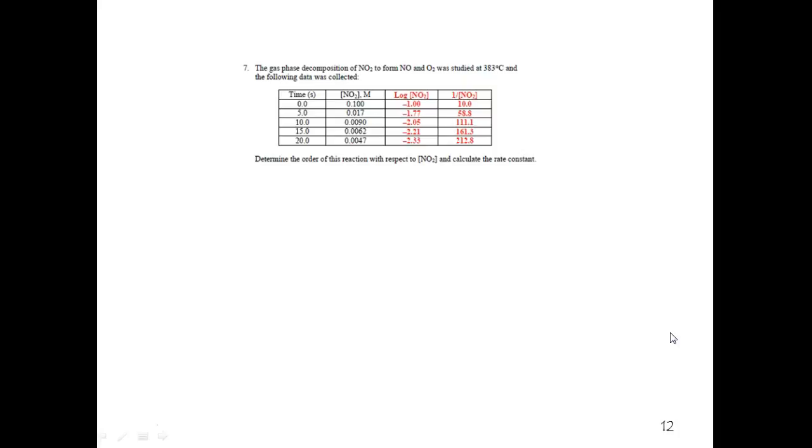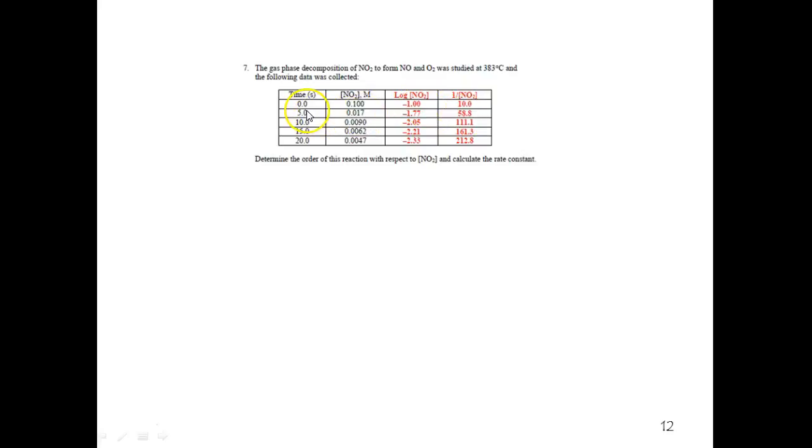Now here's an actual question where they say the gas phase decomposition of nitrogen dioxide was studied at a fixed temperature. They need to mention that because it'll change with temperature. And the following data was collected. Determine the order of the reaction with respect to NO2. Well, we have the plain old concentration of NO2. We have the log. The natural log works fine too. And we have 1 over the concentration. So whichever one of these is linear is going to tell you whether it's 0th, first, or second order.